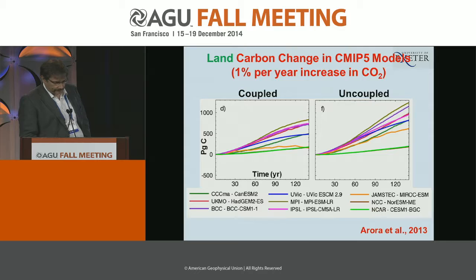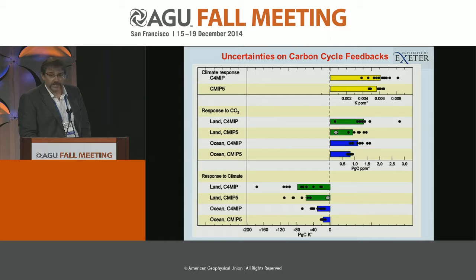This is from the last IPCC report, showing the estimates of uncertainties in the various components of the overall carbon cycle response to climate change. So changes in CO2 affecting fertilization and ocean uptake, that's in the middle panel. And at the bottom, the responses to climate. What you'll notice here is that the largest uncertainties are still in the land response to CO2, which I'm not going to talk so much about, and in the land response to climate. This is especially true in the tropics, which is the subject of my talk, or at least I'm going to give you an example from the tropics.